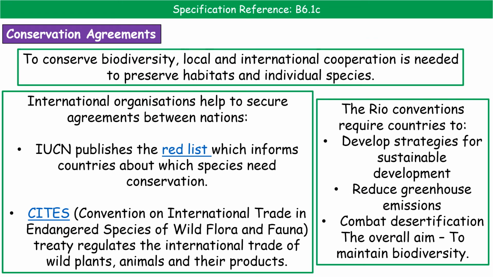Something else we can do to try to conserve what we have left is we can actually bring in different agreements or laws. So this could be local or international, but in order to actually do this effectively, we need a much wider cooperation than just one little group in one country working on it. So we do have some international organisations here. The IUCN, for example, publishes what we refer to as the Red List, which just informs countries about what species are most in danger, and therefore which ones they need to focus their conservation efforts on.